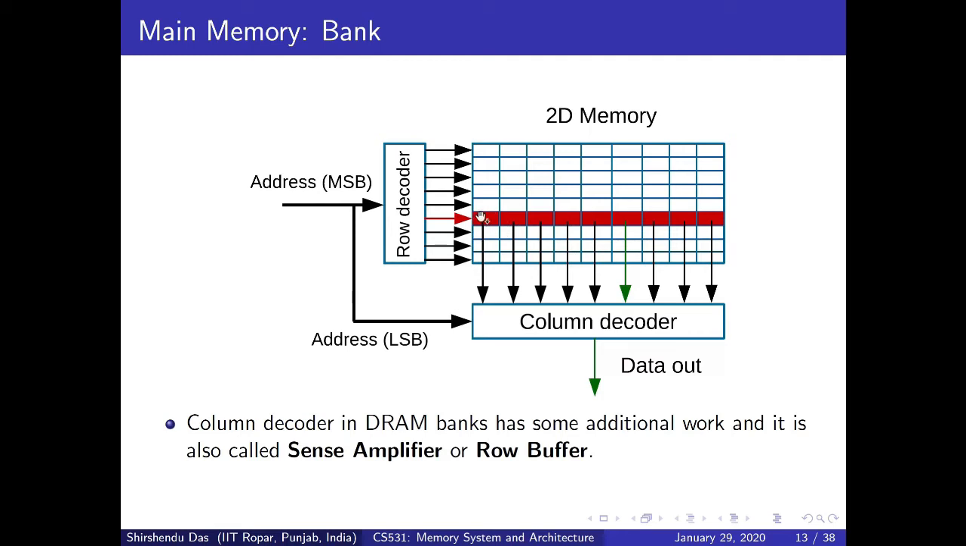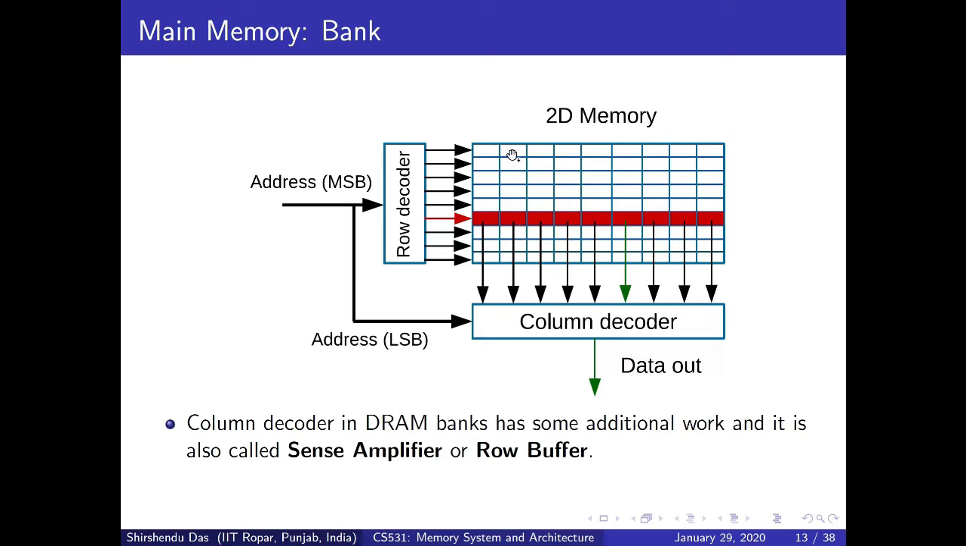In this particular case, we need not activate this row again, because all the content of this row is available in this row buffer. So in this case, there is no need to activate this row again, only supplying the column address, that means column number 1, through this line is enough to pass this information through this line a second time.